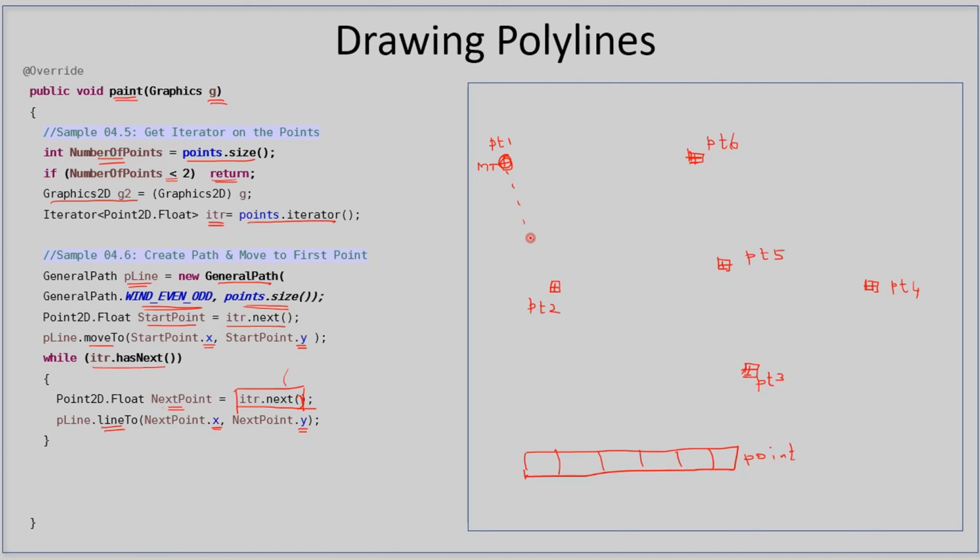And if you see, at present I am defining the path like this. So this is how we defined the path. Once a path is defined and this path definition is available in the PLine general path, finally we make a call to G2. G2 is nothing but our Graphics2D instance.